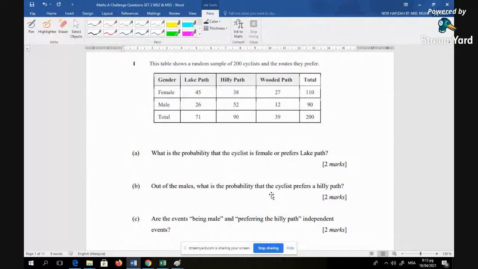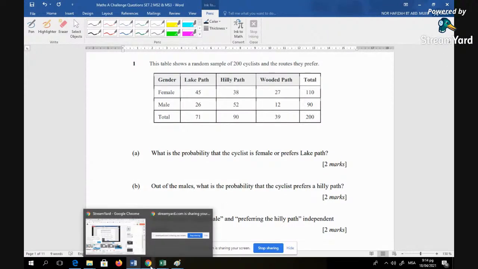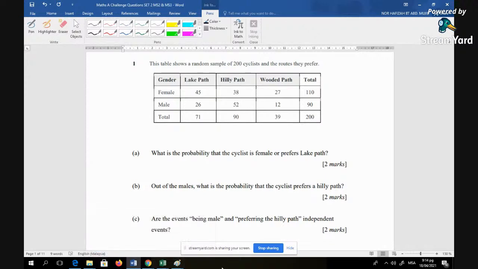Okay, Assalamualaikum. My name is Farana, and today I'm going to discuss question number one, part A. The question asks for the probability that the cyclist is female or prefers the leg path. The keyword here is "or", which means we need to use the union formula, which is probability female plus probability leg path minus probability female intersect leg path.